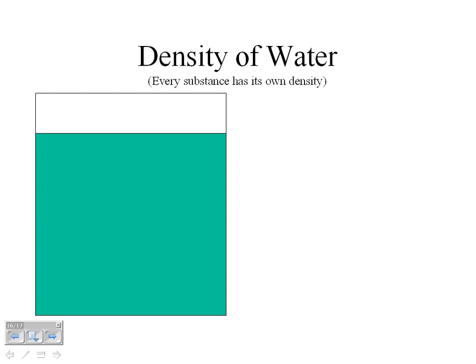As we mentioned earlier, every substance has its own density. And water is kind of cool because water really has a density of 1. In fact, the whole system is kind of based on the density of water. 1 gram of water has a volume of 1 cubic centimeter or 1 milliliter. So the whole system is kind of based on it.